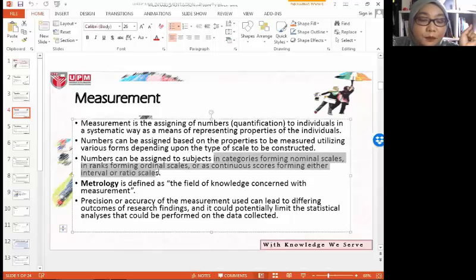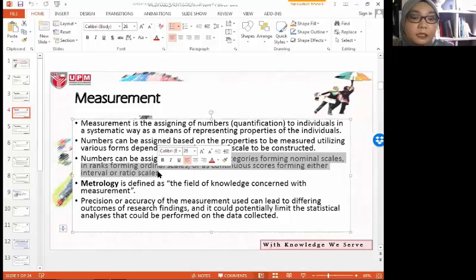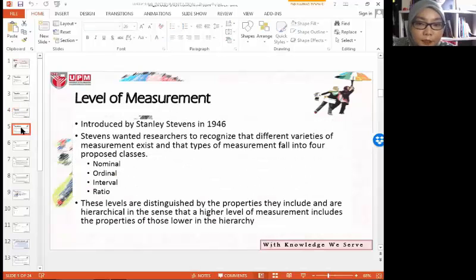Okay, their attributes, because the attributes of each variable will determine what types of analysis are suitable for this type of variable. So today we are going to study the 4 attributes of quantitative data. Okay, 4 attributes or 4 levels of measurement, scales of measurement in quantitative research.